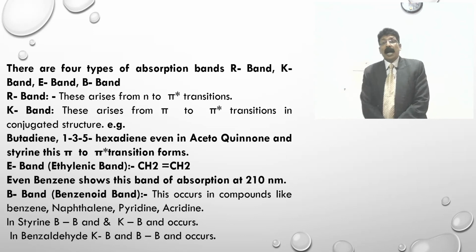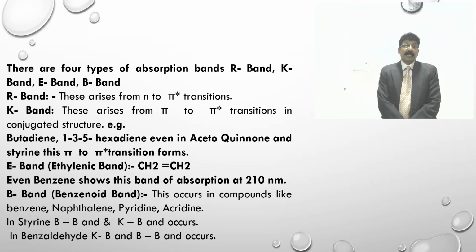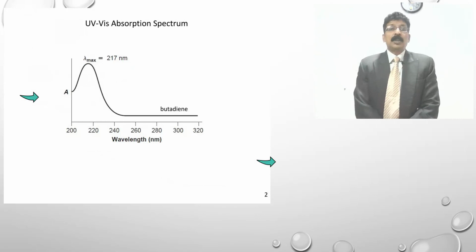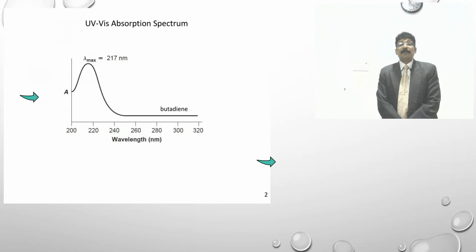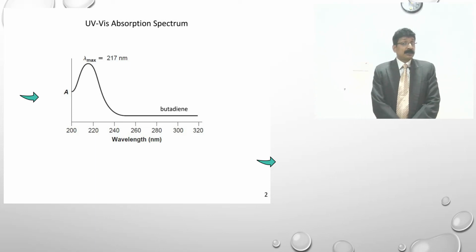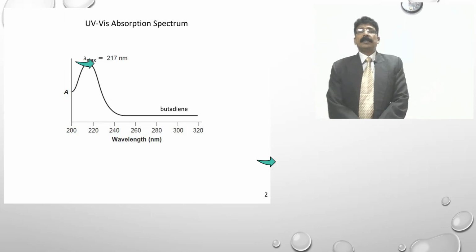In styrene you can see the benzenoid B bands, and K bands also occur in styrene, which contains a conjugated double bond system. And in benzaldehyde you can see K and B bands occur. The benzenoid bands and K bands also arise from pi to pi star transition. Understand? So when you see a UV absorption spectrum with lambda max 217, it means you can see butadiene. Butadiene doesn't have any n, only pi to pi star transition, very strong absorption, so butadiene will give 217 nanometer. Otherwise, if you are taking another compound which is substituted in butadiene with oxygen or nitrogen or sulfur, automatically you will get the chance of an n to pi star transition.